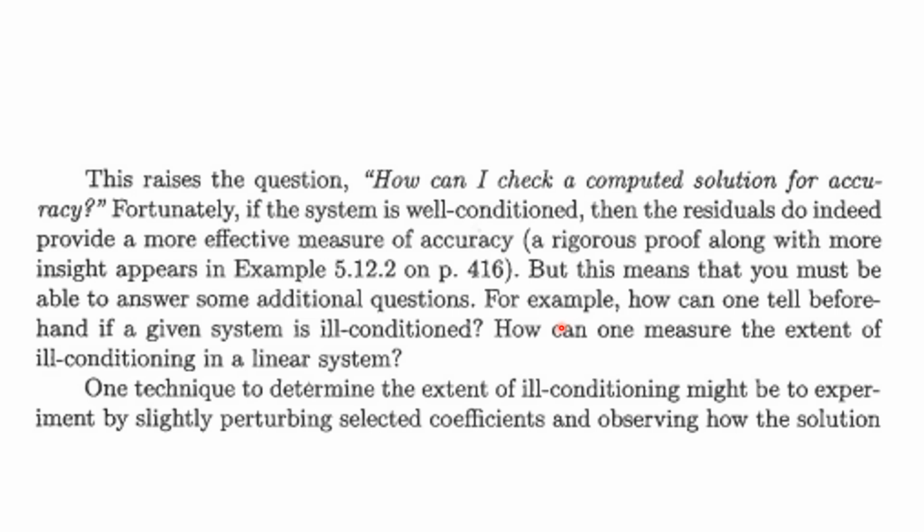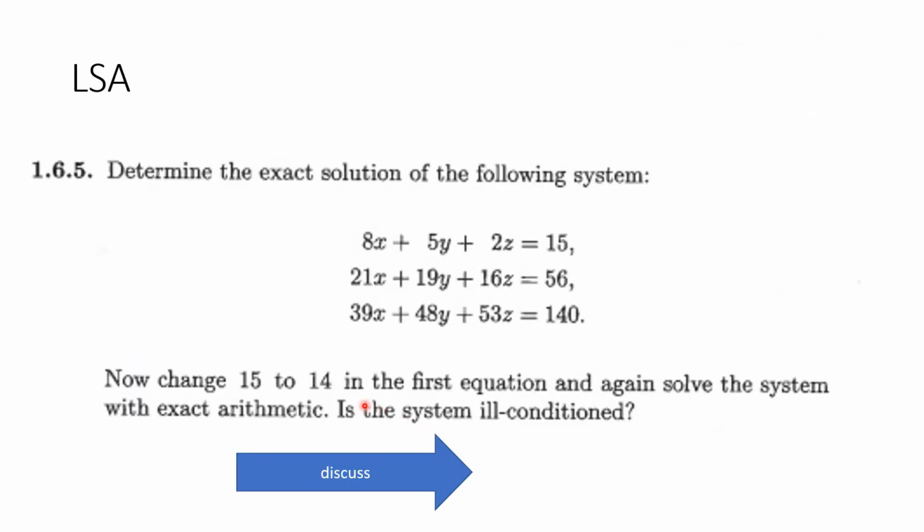For example, how can one tell beforehand if a given system is ill-conditioned? And how can you measure the extent of the ill-conditioning of a system? We will talk about this a little bit when we talk about the condition number later, but that's a long way from now. Now, one technique to determine the extent of ill-conditioning might be to experiment by slightly perturbing selected coefficients and observing how the solution changes. If it doesn't change, then you may say you're not sure, but you may think perhaps it is well conditioned.